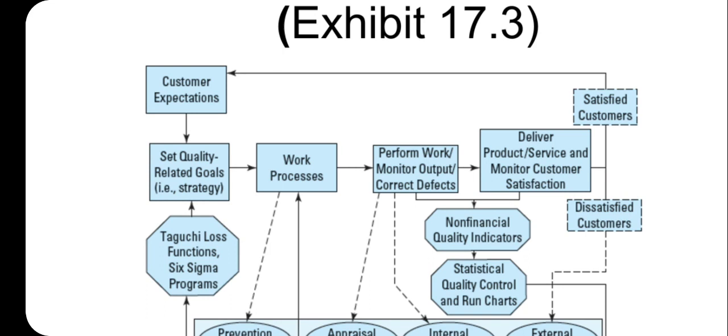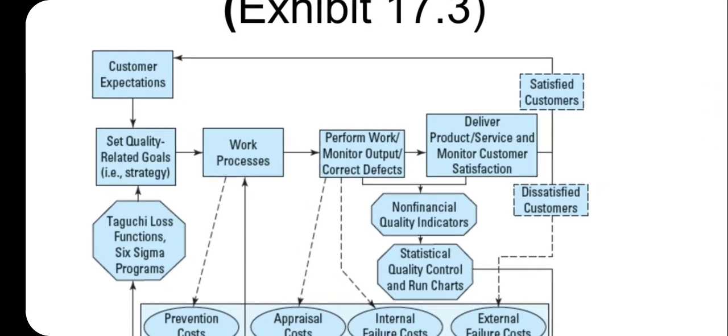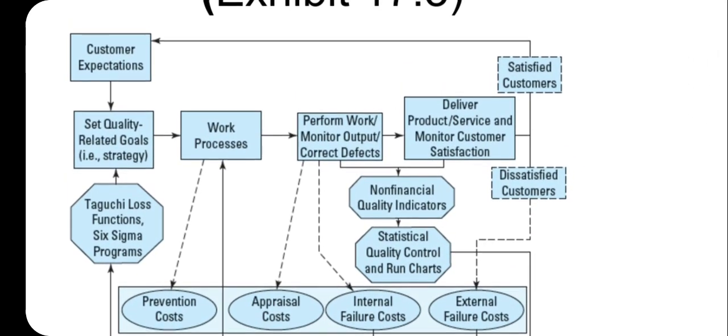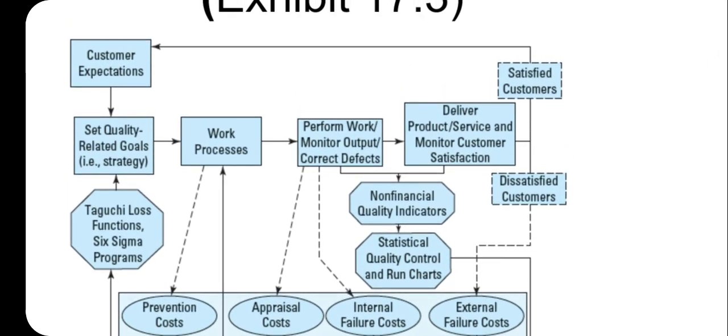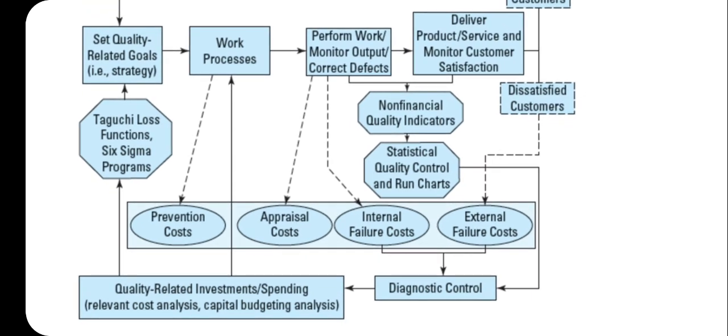Everything starts with the customer expectation. So set quality related goals or strategy, and then work process, perform work, deliver product or service, and monitor customer satisfaction again. If the customer is satisfied, then do the same thing again to improve the product. If the customer is still dissatisfied, something else needs to be done.